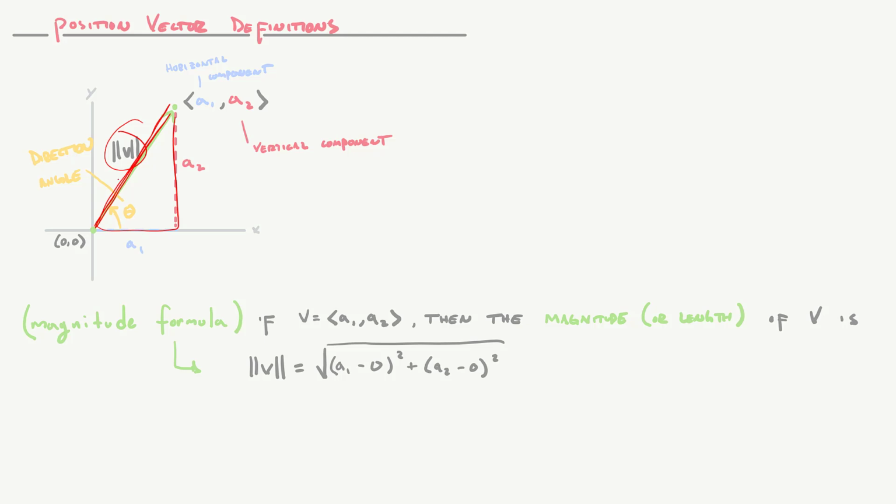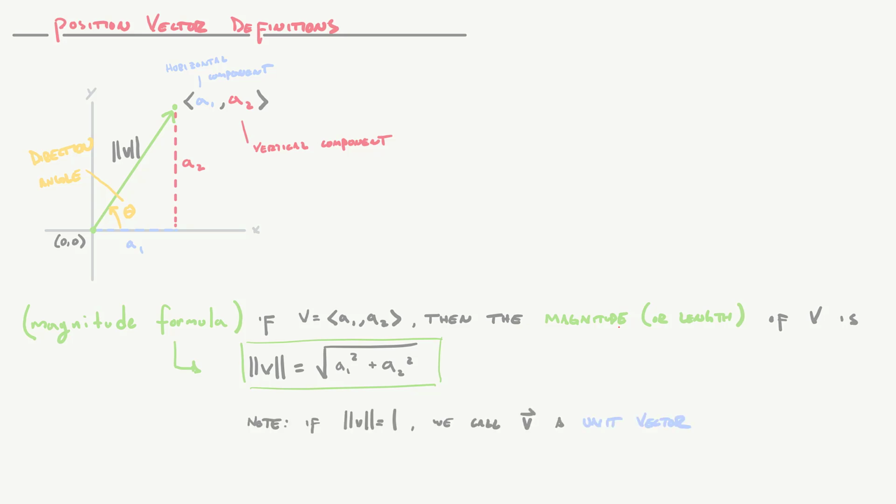Anyway, it's the square root of (x2 minus x1) squared plus (y2 minus y1) squared, except that in this particular case, we've got x1 and y1 both as 0, because the initial point of the vector is the point (0, 0). So if we have a position vector that we want to find the magnitude for, we're just going to use the formula: magnitude is equal to the square root of a1 squared plus a2 squared. And the last thing to know about magnitude is that if the magnitude of a vector is equal to 1, that thing is called a unit vector because its magnitude is a unit.